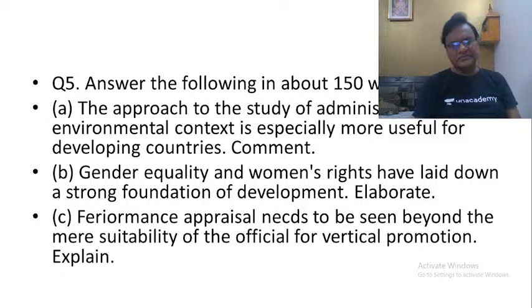Then moving on, gender equality and women's rights have laid down a strong foundation of development. Elaborate.